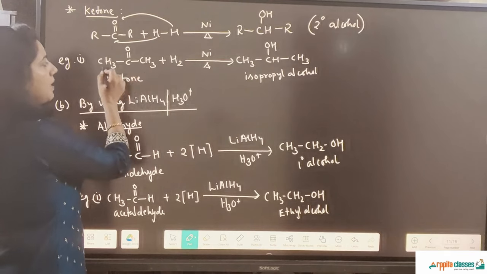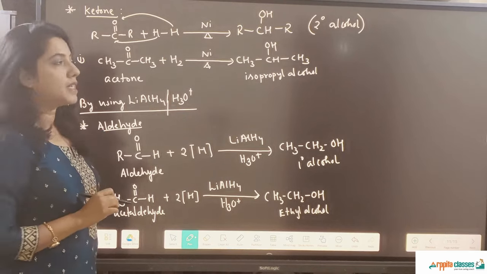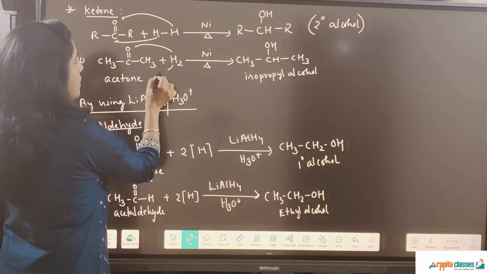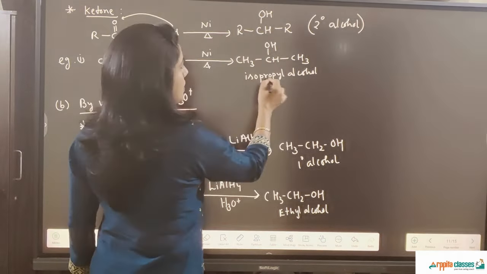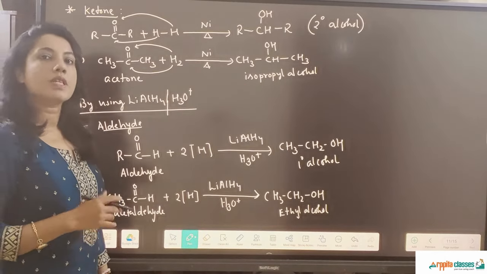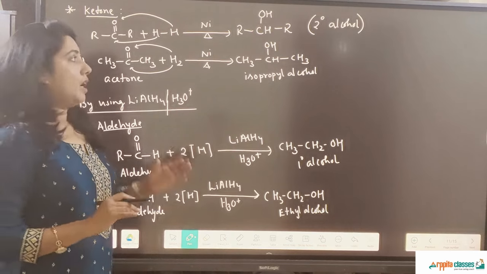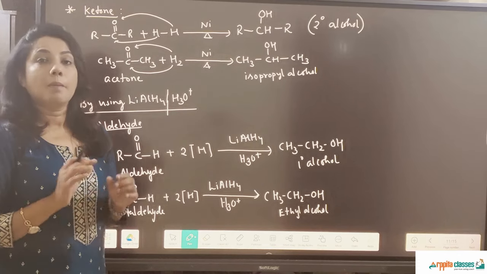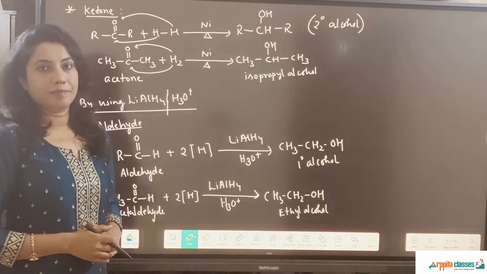This is an example. This is called acetone. 3 carbon atoms ketone is called acetone. Hydrogen. So one hydrogen gets attached to oxygen, one hydrogen gets attached to carbon. So you get CH3, CHOH, CH3, which is called isopropyl alcohol, which is a 2 degree alcohol. So this is how we can prepare alcohol from aldehydes and ketones by the reduction using nickel, hydrogenation using nickel.